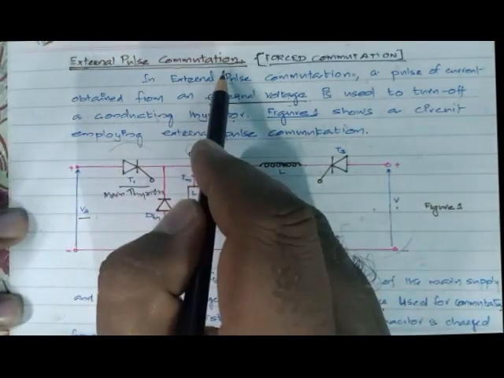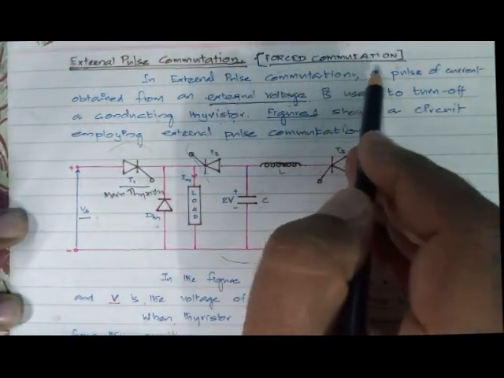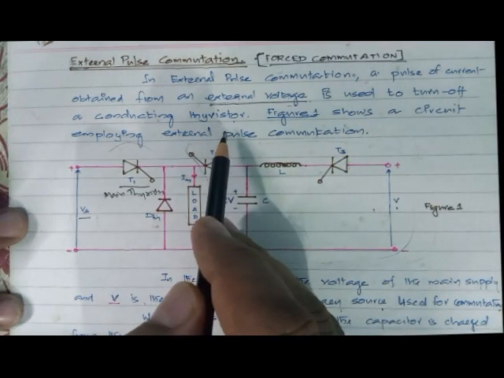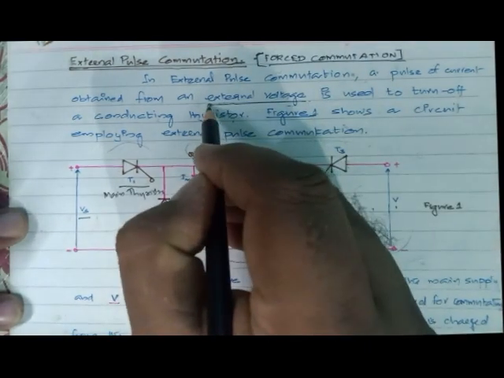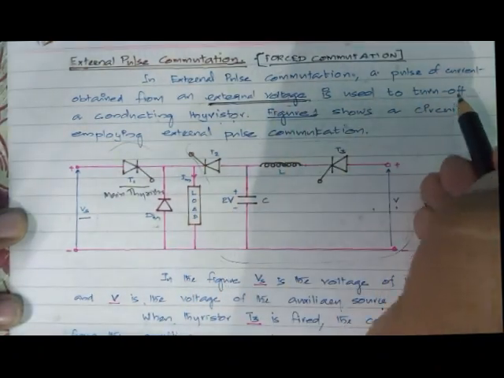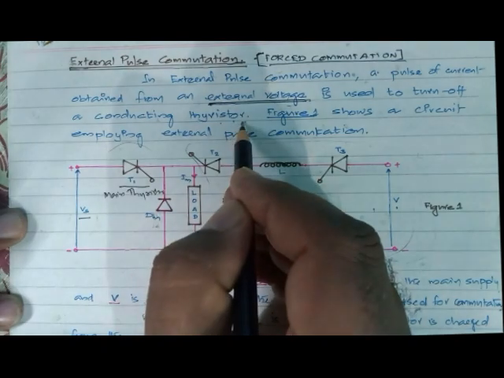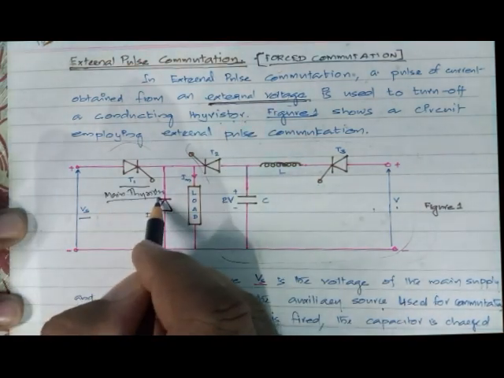The external pulse commutation is a forced commutation method. In this method, a pulse of current obtained from an external voltage is used to turn off a conducting thyristor. This conducting thyristor is the main thyristor.